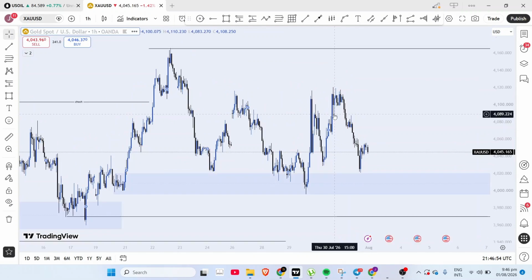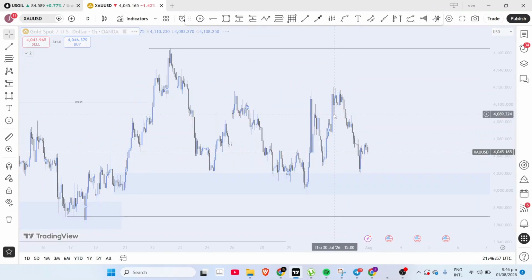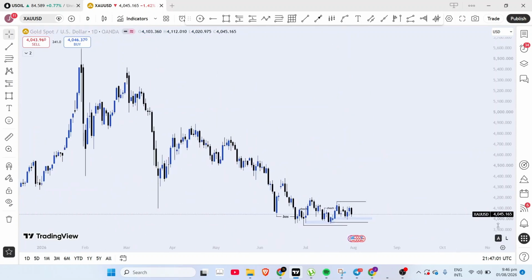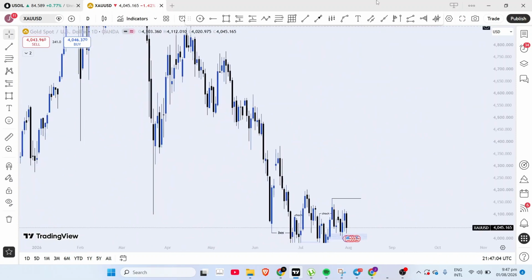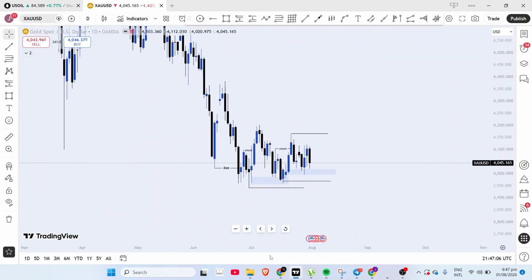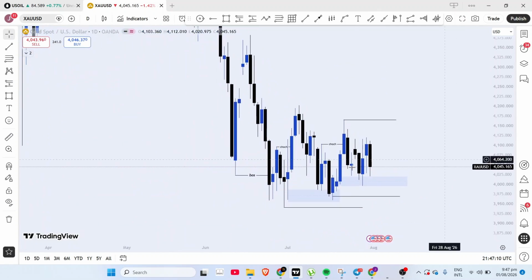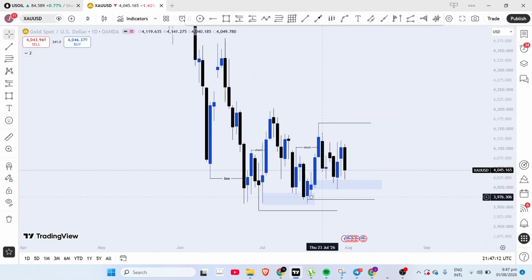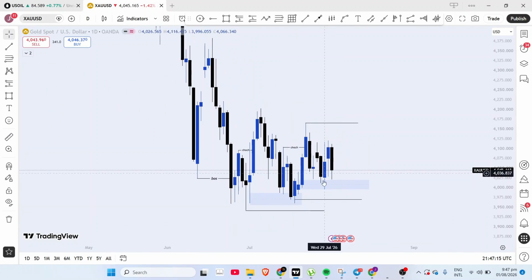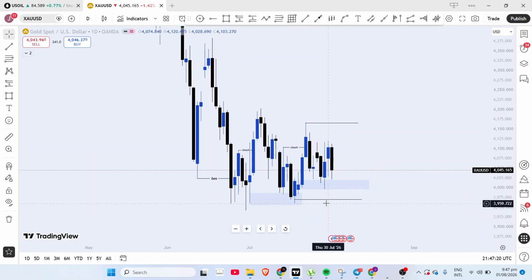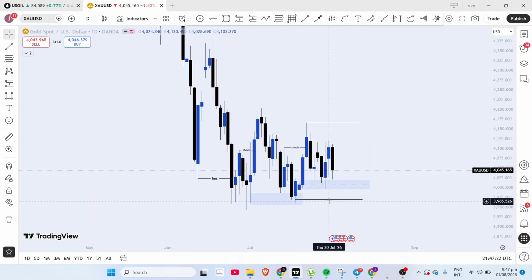So the next pair is gold on a daily time frame. Last week I told you I was expecting gold to buy. Gold looked like it was going to buy last week. This is the range we currently have now. Let me delete this line. From our high to our low, this is the range we currently have now.